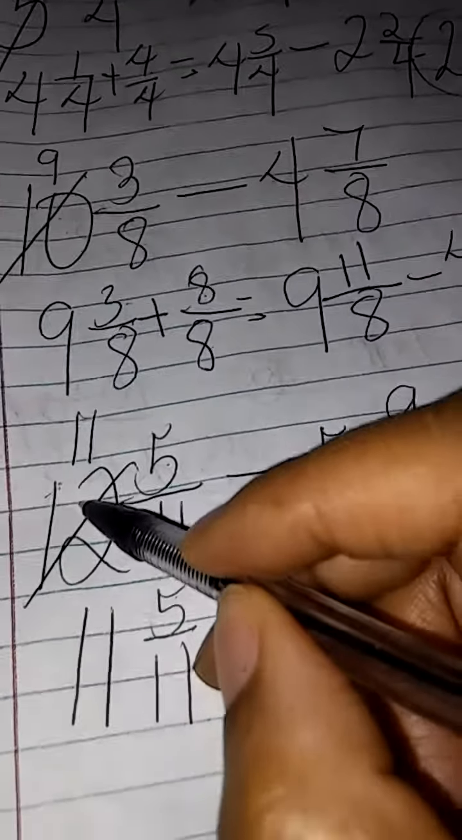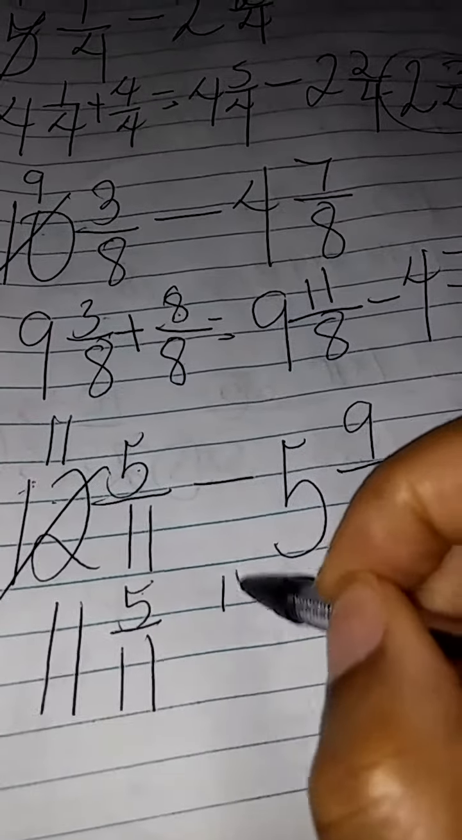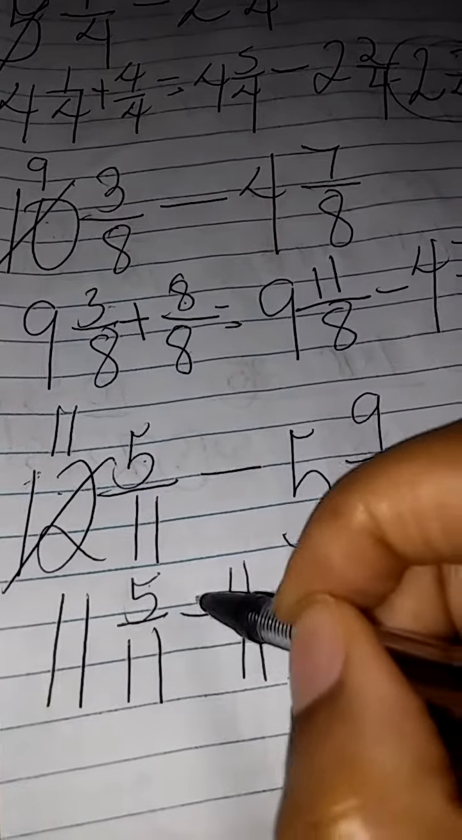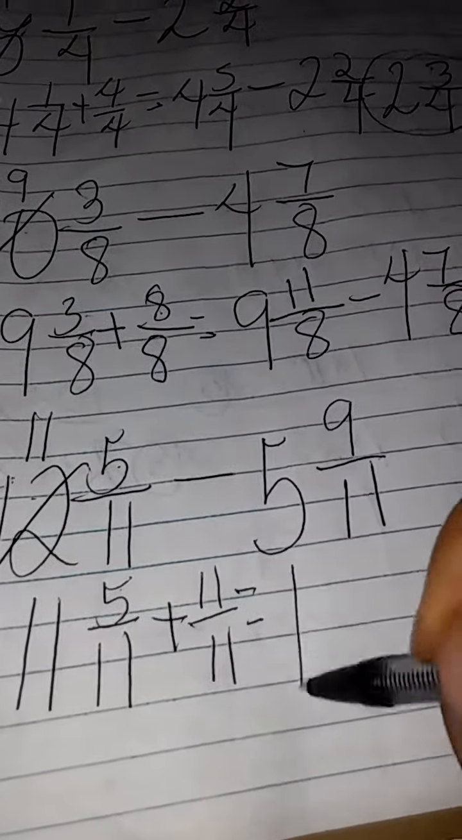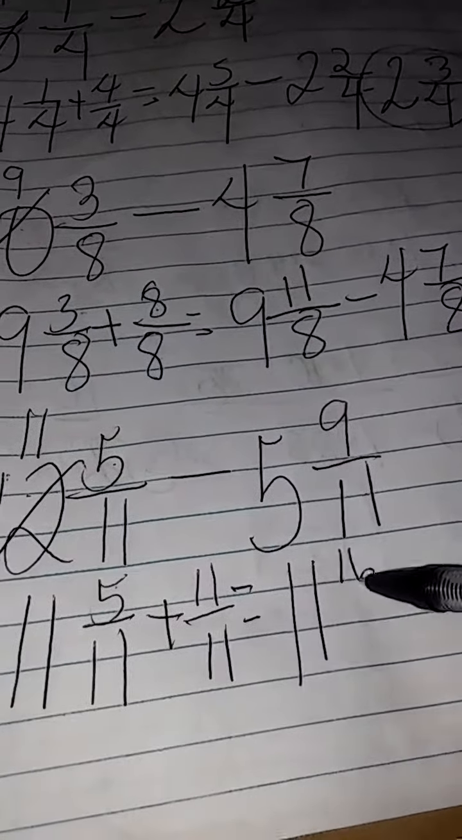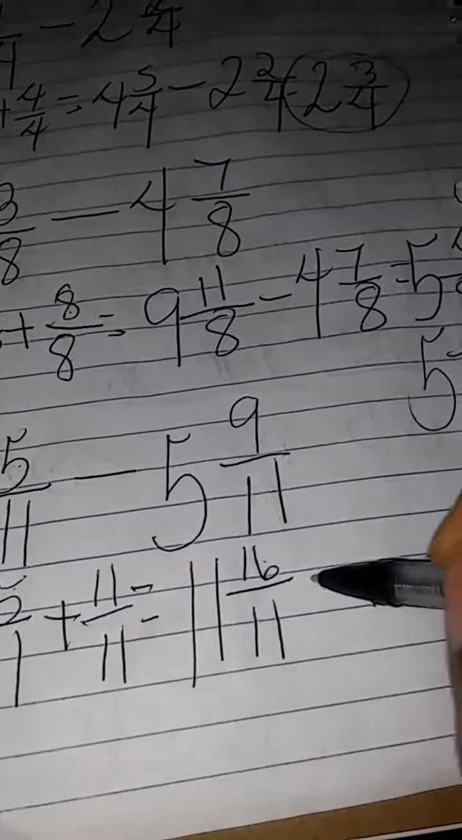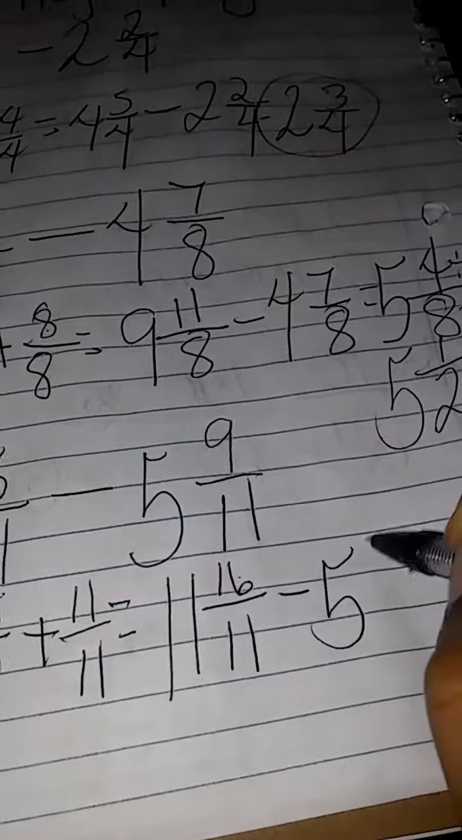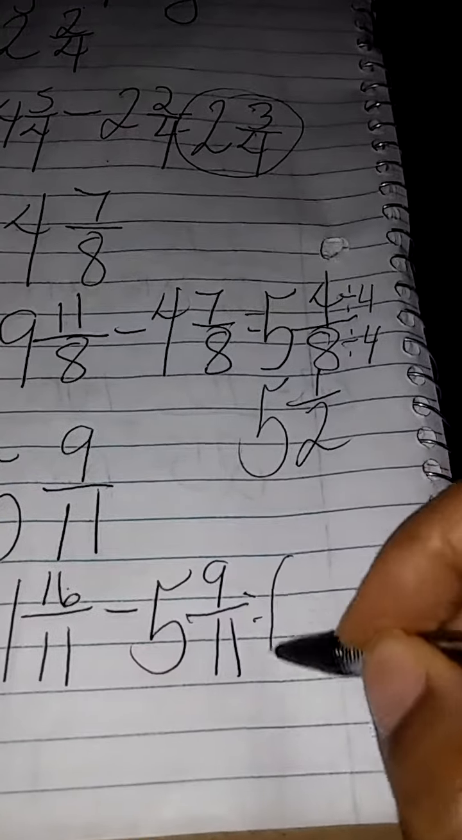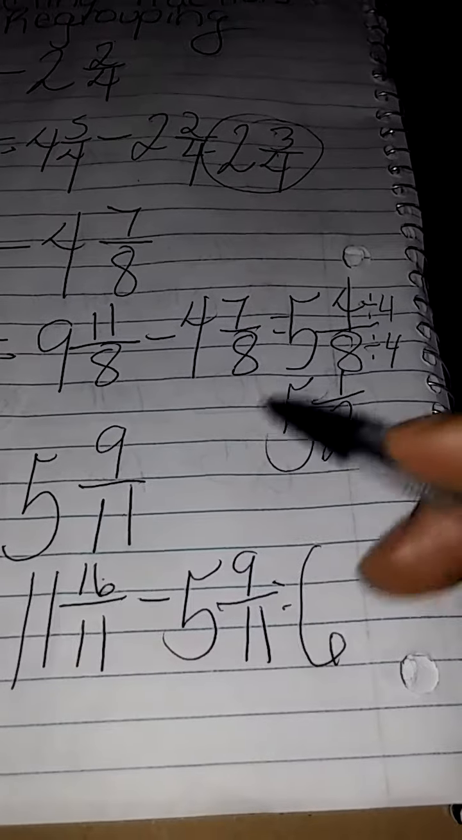The one that I borrowed, I'm going to change it to a whole fraction. 11/11. Add them together. I have 11 and 16/11s. 16 is now bigger than 9, so now I can subtract the 5 and 9/11s. 11 minus 5 is equal to 6. 16 minus 9 is equal to 7.